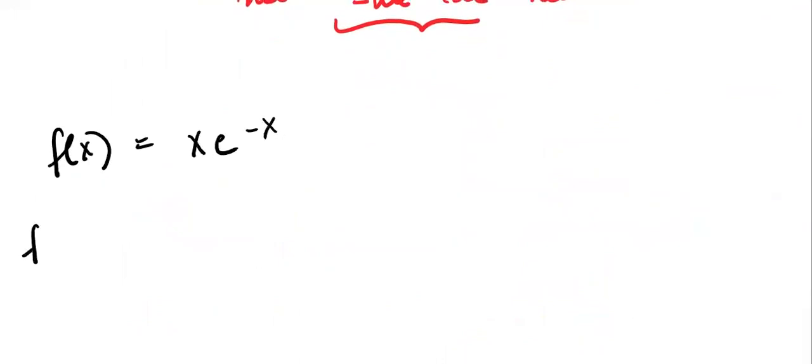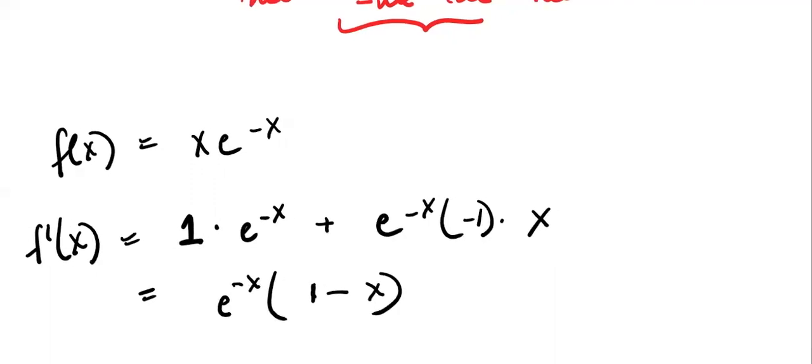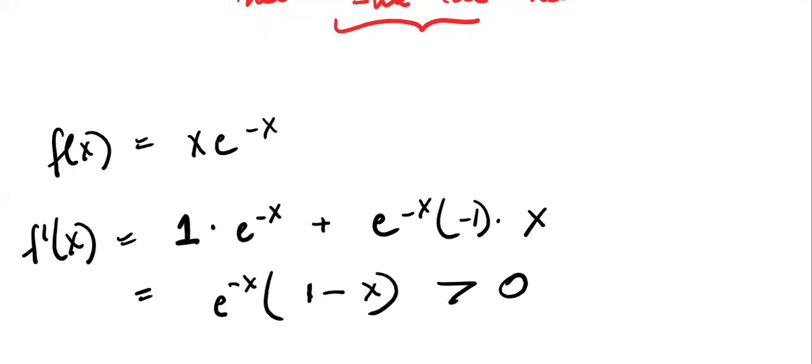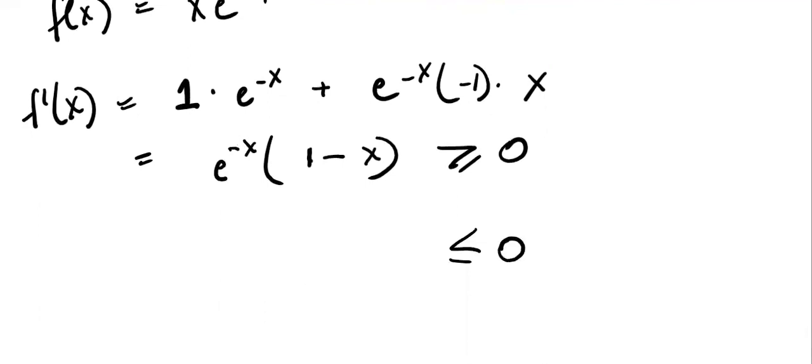Now consider the next function. Your function given to you is x e to the power minus x. So f dash x will be differentiation of the first function into the second as it is, plus differentiation of the second function into the first as it is. So this will be e to the power minus x, 1 minus x. Now this can be greater than or equal to 0, or less than or equal to 0, depending on this. We know this is positive and a monotonic function.